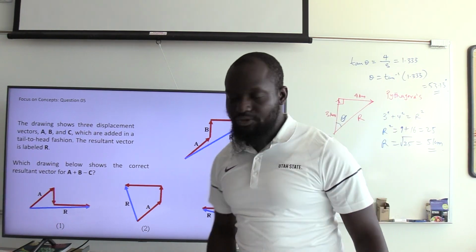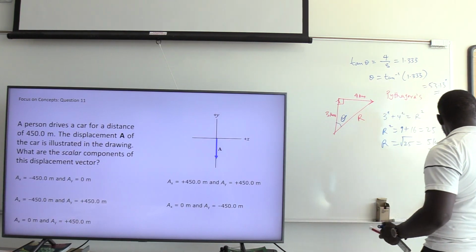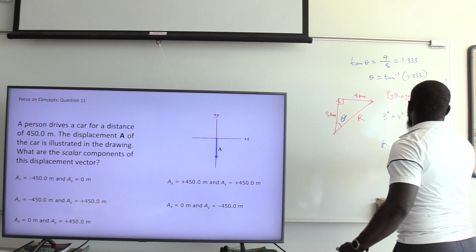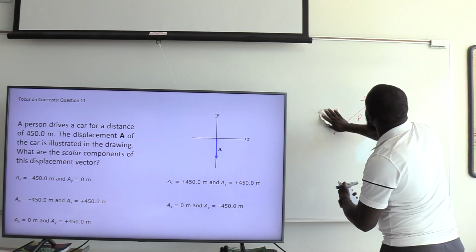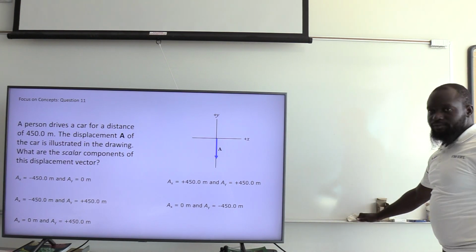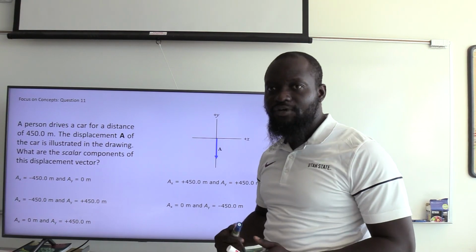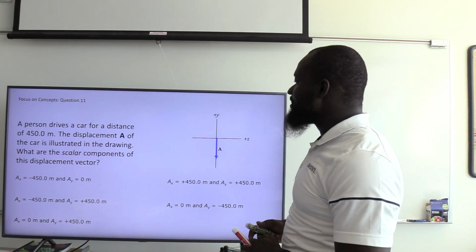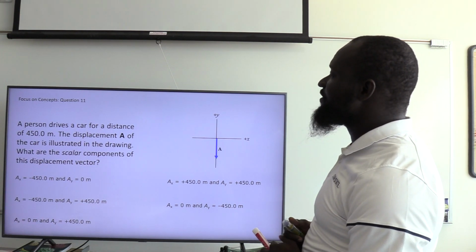Okay, now let's go to the next problem. I'm going to wipe this board off. So the next problem says that a person drives a car for a distance of 450 meters. The displacement A of the car is illustrated in the drawing. What are the scalar components of the displacement vector?